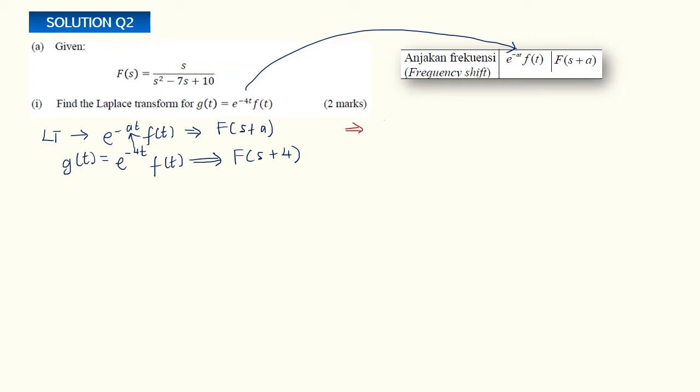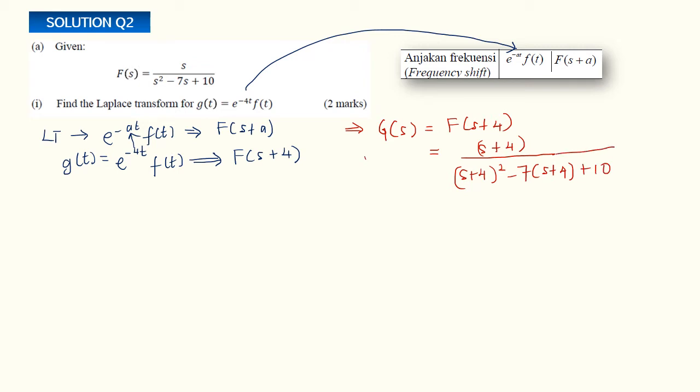Therefore, your G(s) equals F(s plus 4). So all s must be added by 4. So (s plus 4) squared minus 7(s plus 4) plus 10. So this is your G(s). Because the question asks you the Laplace transform of g(t), it is G(s). Okay, next, the second question.